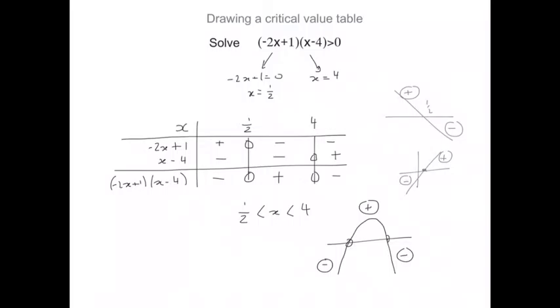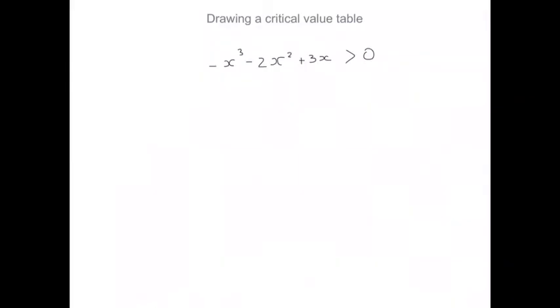Let's now have a look at a more complex example where the inequality has a degree higher than 2. So let's try to now solve minus x cubed minus 2x squared plus 3x is positive. To do so using the critical value table, we need to express this expression as a product of factors. One important thing to notice when you try and factorize this expression is the fact that x is a common factor to these three terms.